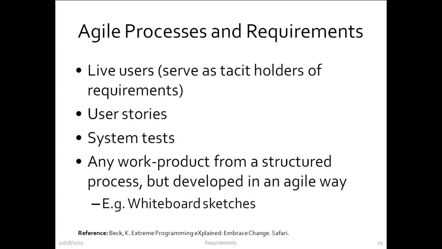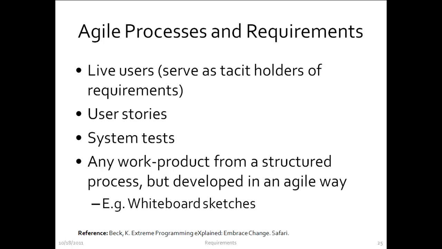The third work product with respect to requirements capture in Agile processes is the system test itself. This is a very novel and unique concept in Agile processes. That is, the system test is both a validation of the system, but it's also a specification of the system. And the thinking is, if you can write a test for a piece of functionality correctly, then you probably have a very good understanding of what the functionality is supposed to be. And therefore, the test can serve as a requirement.